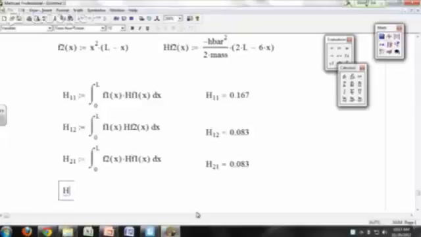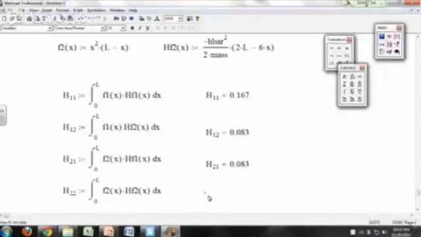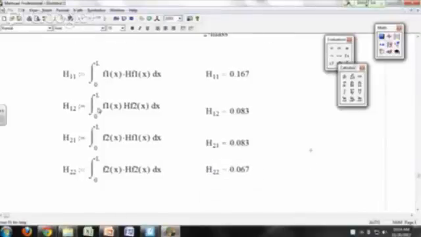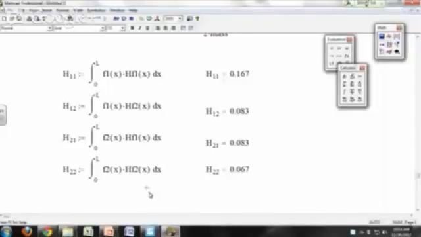And then h22 equals integral of f2 of x times hf2 of x dx from x equals 0 to x equals L. So h22 equals 0.067. Okay, let me just make sure this multiplication sign here is clear. So times hf2 of x. So those are your h's.